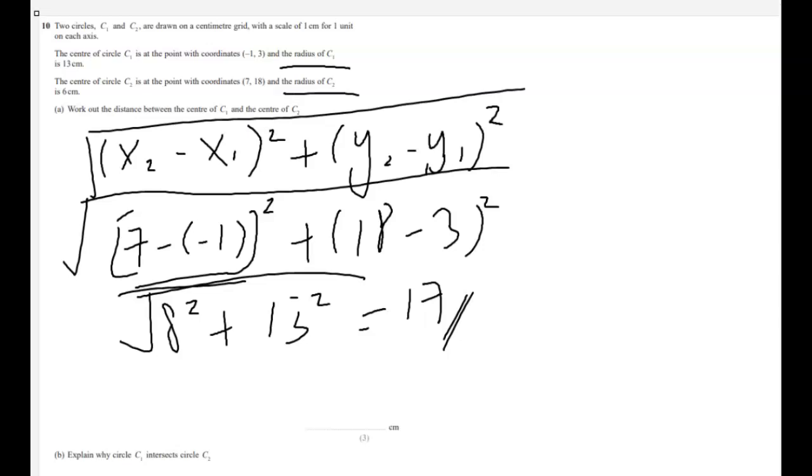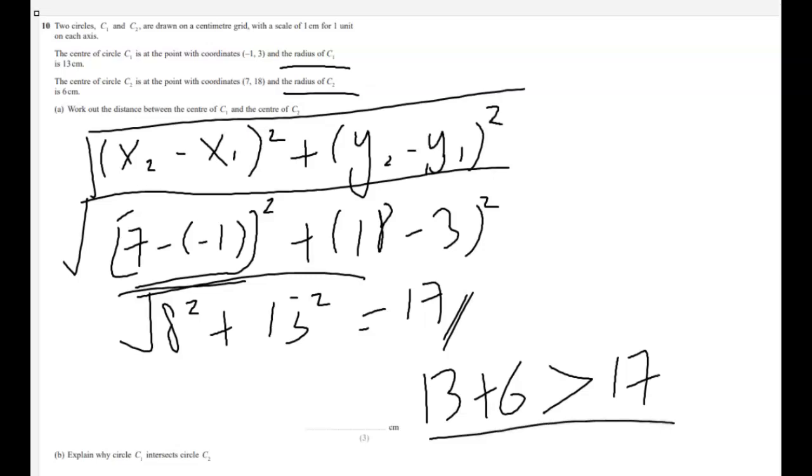And if we look at the radius of C1 and the radius of C2, if they add together, which is 13 plus 6, actually it's 19, right? And it's greater than the distance between the centers of C1 and C2, which was 17. So that's why, because of this, they definitely intersect with each other.